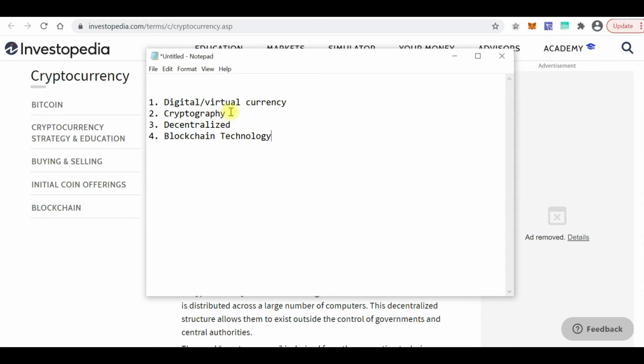Now secondly, cryptocurrency is secured by cryptography, right? Now you would want to know what is cryptography, right? Cryptography is actually a set of mathematical rules, right? So let's just check what exactly cryptography is all about.